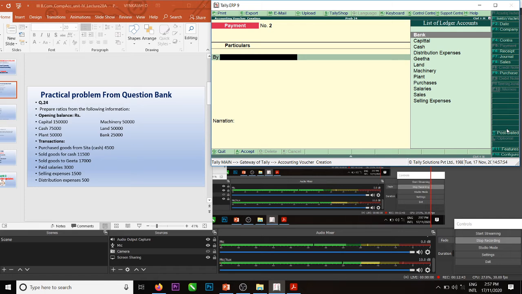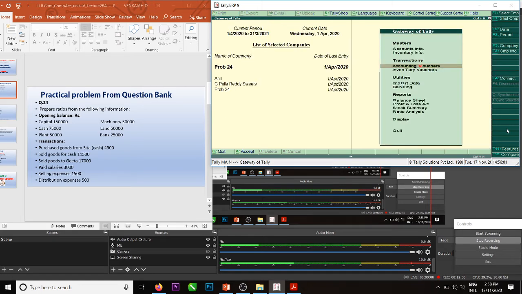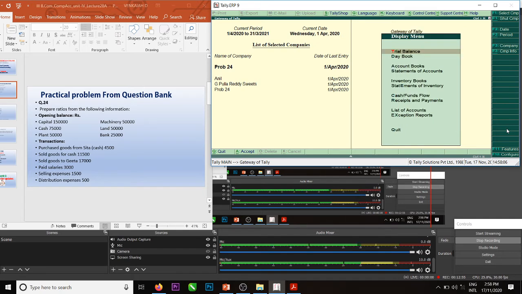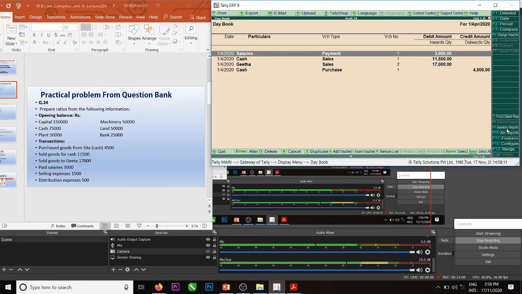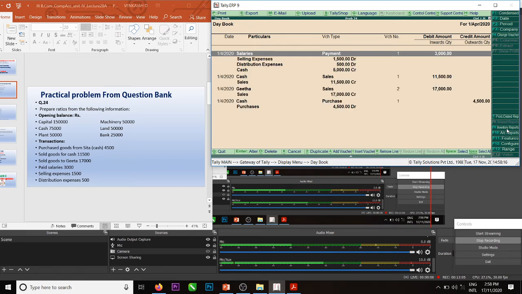Voucher entry also we complete. We'll check with the reports. Control Q for go back. First you see. Whenever your voucher entry is over, check with day book. Day book, all the vouchers we entered, whether we are getting or not, check with that one. Alt F1. All the vouchers we are getting.